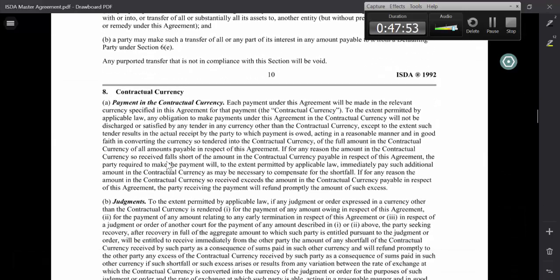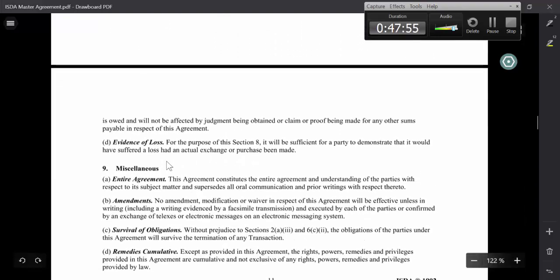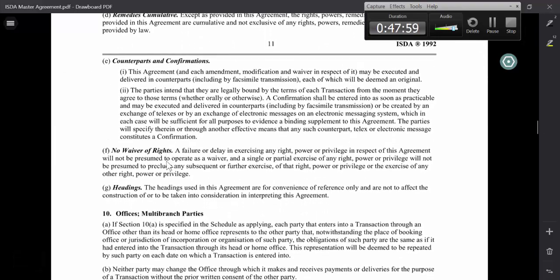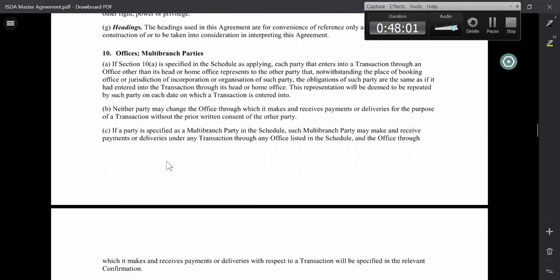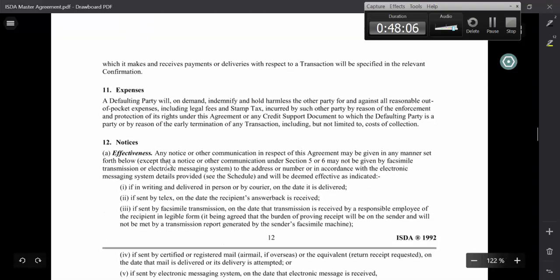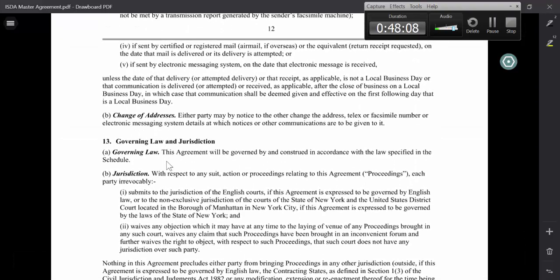Transfer, contractual currency. You know, if you're a lawyer, you'd love this kind of stuff. Multi-branch. So what offices are covered by this agreement? So if you are BNP, it could be Paris, BNP London, BNP Hong Kong, or whatever. Okay, it could be just one office if that's what they want.